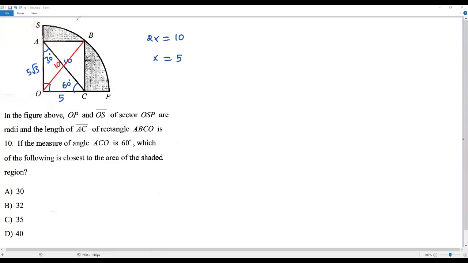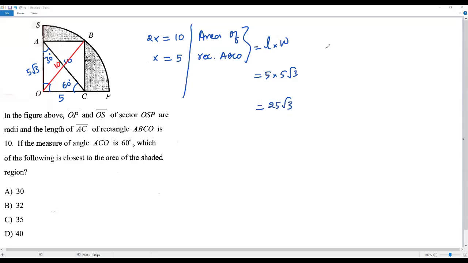Okay, first let me get the area of the rectangle ABCO. Let me write it over here. Area of rectangle ABCO. So the formula is length times width. The length is 5, it's over here. The width is 5 times square root of 3. Let me write it: 5 times 5 square root of 3. Then I'm getting 25 square root of 3. Okay, now I got the area of rectangle ABCO.